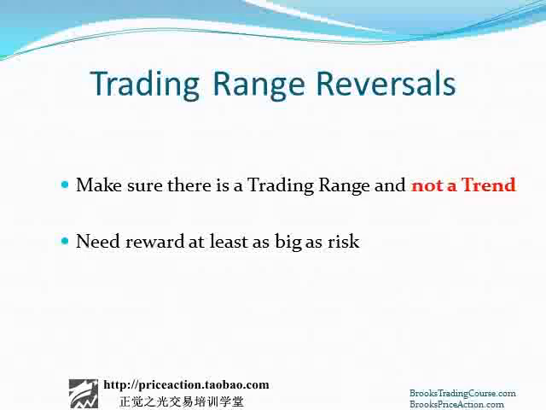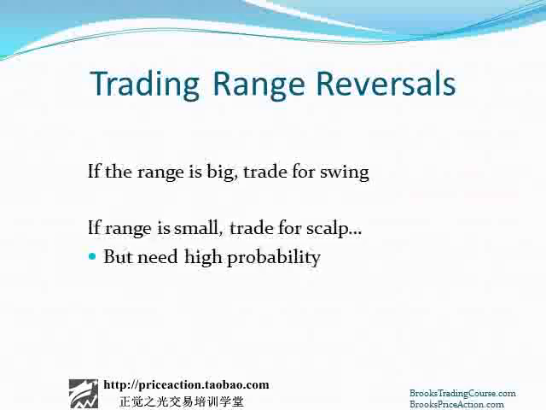First thing you have to do is make sure that there is a trading range and not a trend. Very often there are trends within trading ranges, and very often a trading range will break out, and the breakout leg, the trend leg, will start within the trading range. So you have to be looking for that. If the range is big, trade for a swing. If there's enough room for a swing, go for a swing. If the range is small, trade for a scalp. But when you're trading for a scalp, you need a high probability setup.